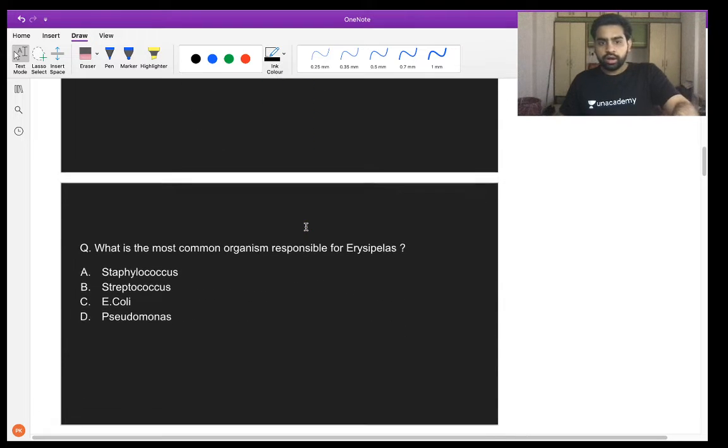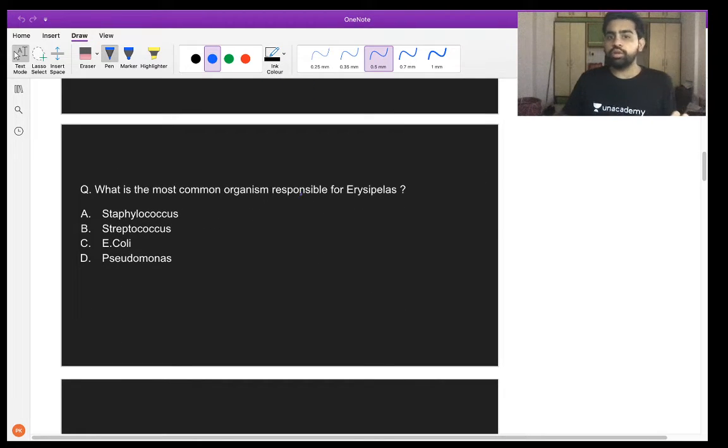Now another important MCQ: which is the most common organism responsible for erysipelas? Is it A, staphylococcus, B, streptococcus, C, E. coli, or D, pseudomonas? Can you tell me, guys, what is the answer? It is the diagnosis which we just made. This is again a very important and very commonly asked MCQ. Is it A, B, C, or D?